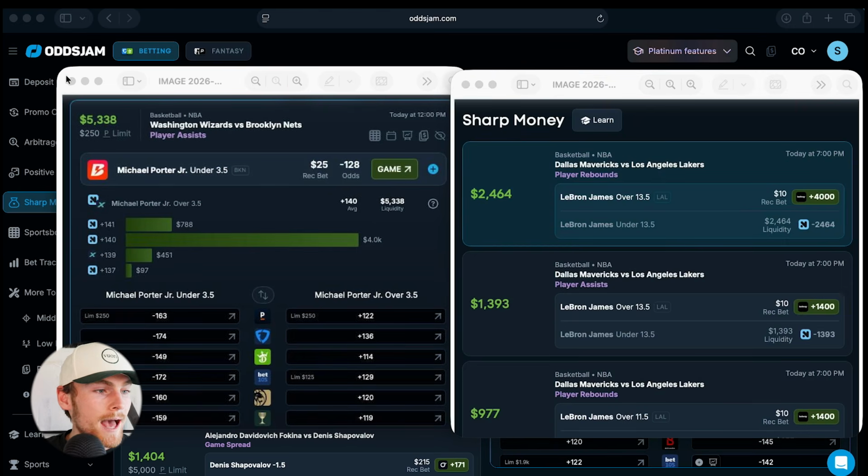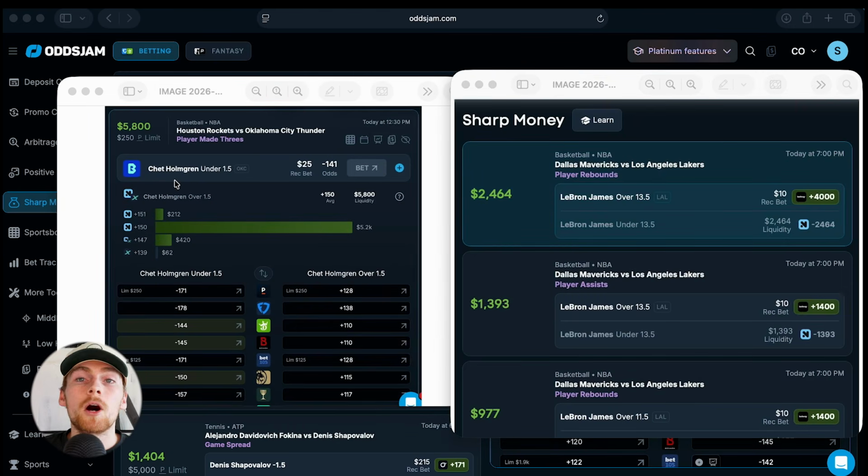Let's go through our last couple plays here. Chet Holmgren under 1.5 made threes. Once again, we're seeing $250 is the max bet Pinnacle would allow you to get on this play, but sharps were piling up 5.8K worth of liquidity. And then when we take a look at sharper books, we see Pinnacle minus 171, FanDuel minus 178, and you could grab this one on DraftKings, minus 144.